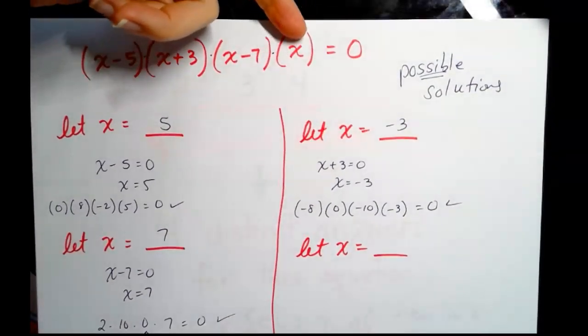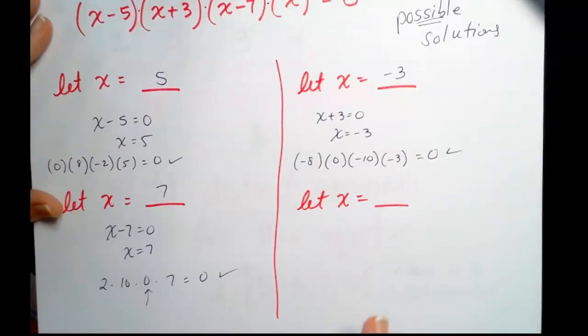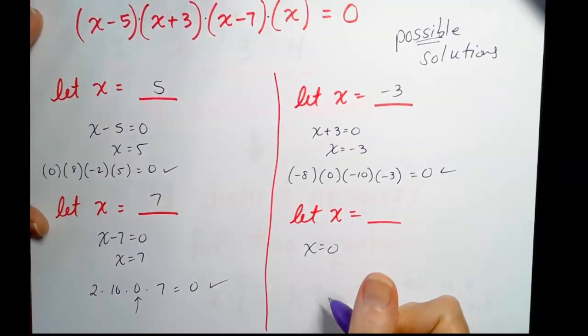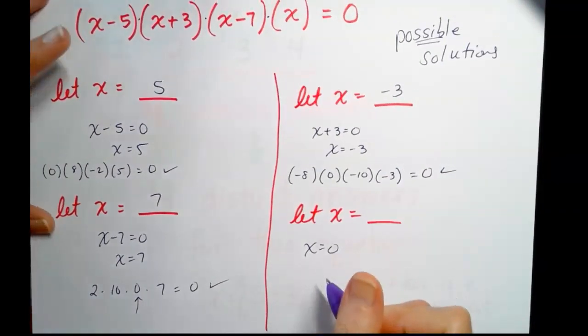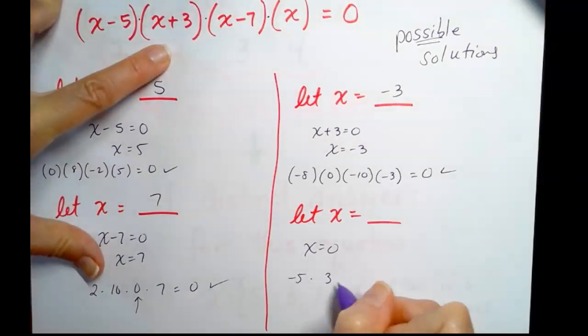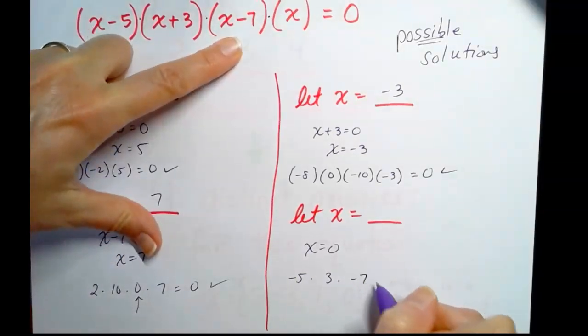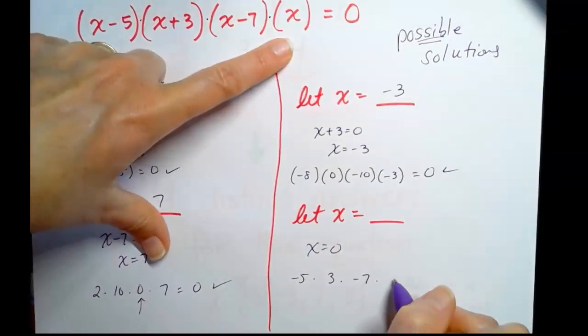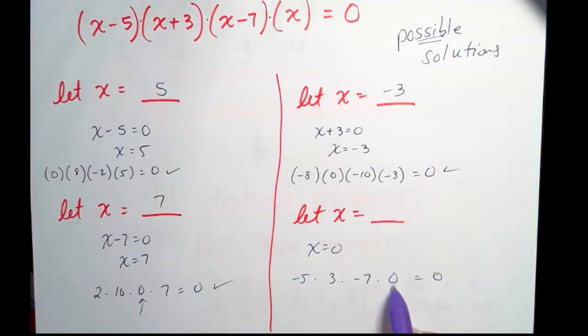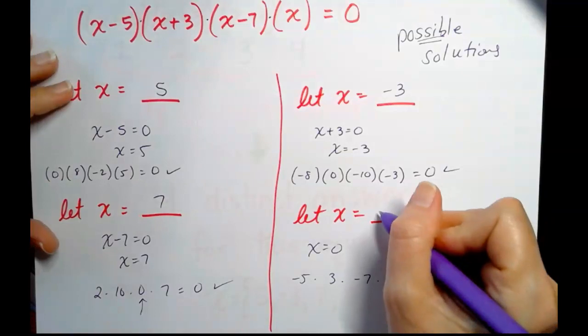And then finally, let the last factor be equal to 0. So the last factor is x. What if x were simply 0? Well, then would we still get a 0 as our product? So that would be 0 minus 5 is -5, and 0 plus 3 is 3, and 0 minus 7 is -7, and if x equals 0, then that's 0. And if any factor in the whole product is equal to 0, then the whole thing is equal to 0. So x could be 0.